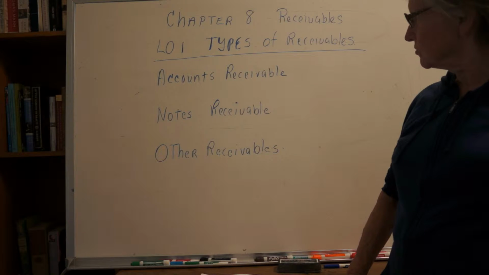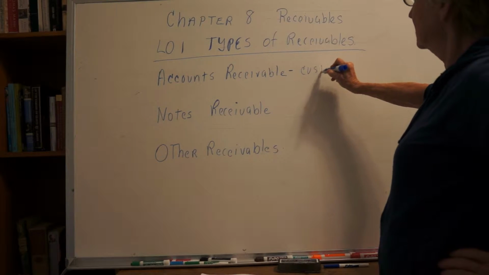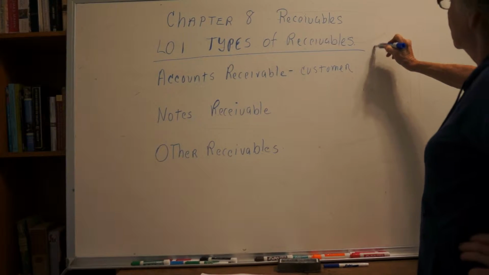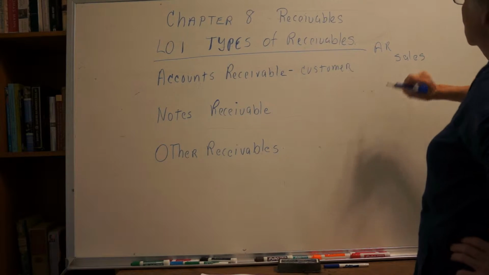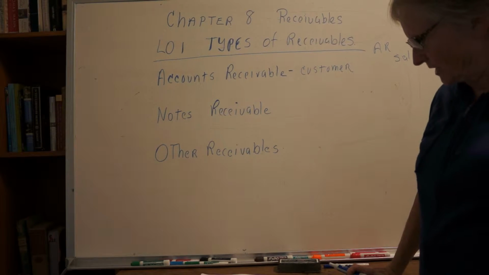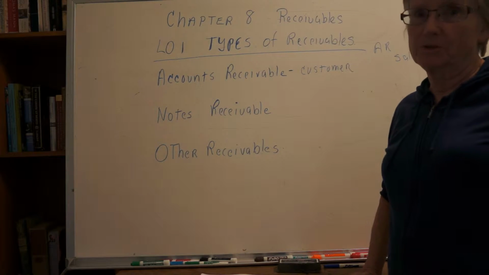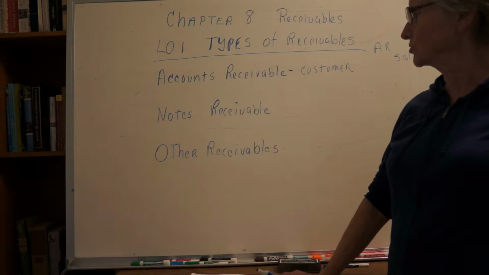So your accounts receivable, these arise from customer transactions. Okay, these are sales to your customer. You end up going accounts receivable as a debit and sales revenue or service revenue as the credit. We usually expect to collect accounts receivable within 30 to 60 days. And so these are our accounts receivable.